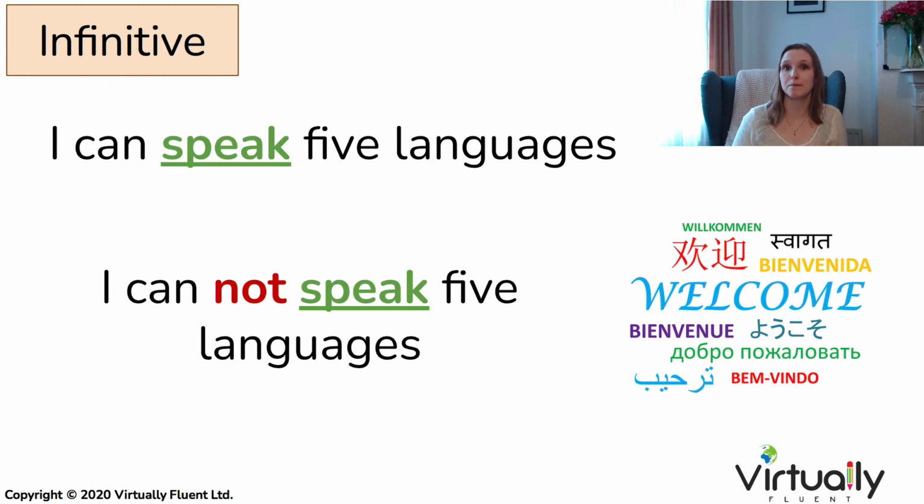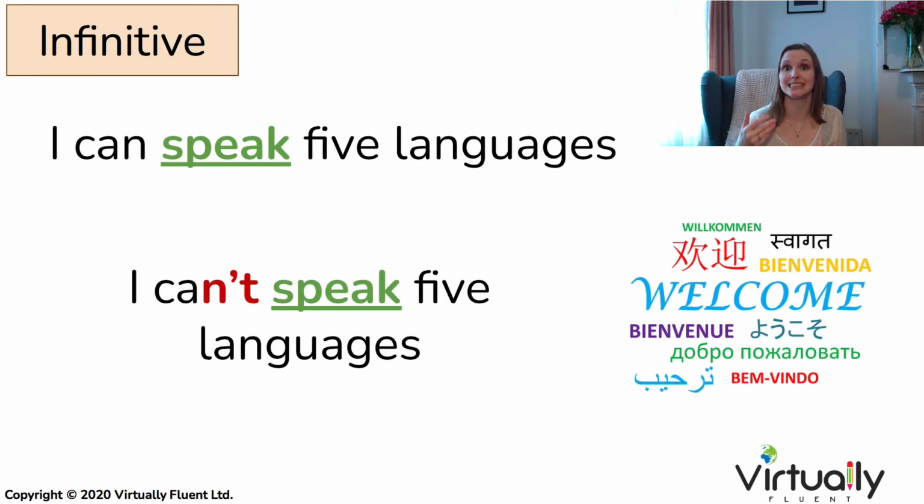Now, if we're following the basic infinitive structure, the not or that negative part will always be placed immediately after that first verb. I cannot speak 4 languages. Of course, we can contract this to I can't speak 4 languages. Should not, must not, shouldn't, mustn't. And you will learn this negative form when you learn the modal verbs.